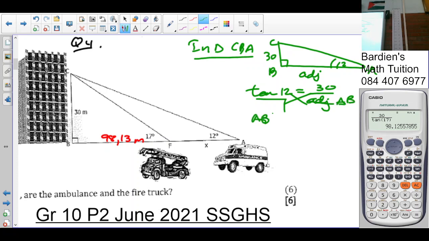So AB tan 12 equals 30. Divide by tan 12 on both sides. So it will be 30 over tan 12, which gives 141.14, which is the long length here.